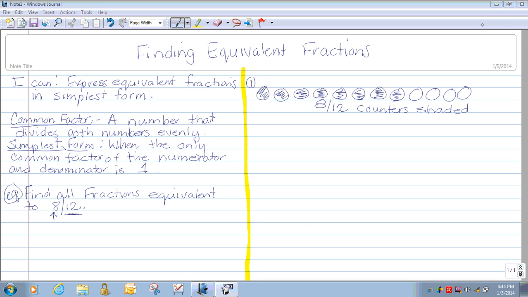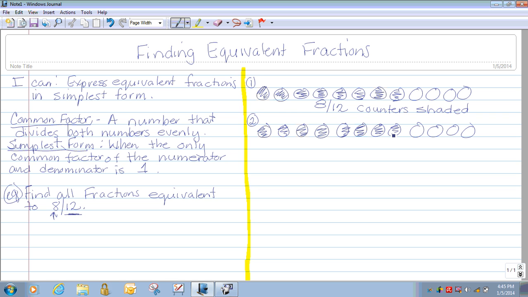Push pause. So then you need to think, how else can I group these counters where I still would have 8 counters shaded and 4 not shaded? So if I look at it a second way, I'm going to have, again, 12 total counters. And again, we'll shade 8 of them.